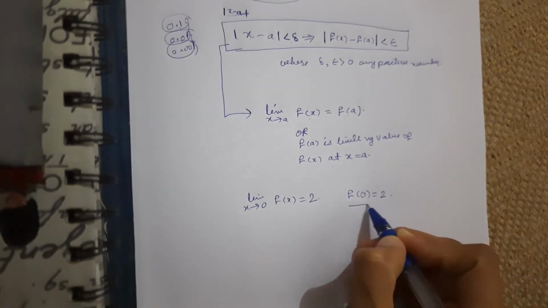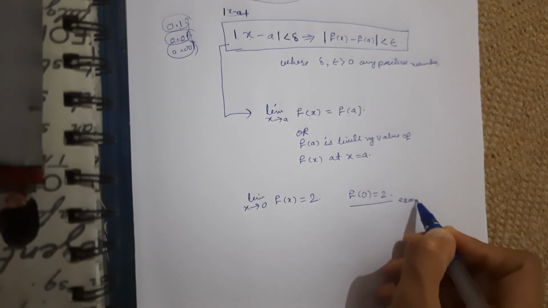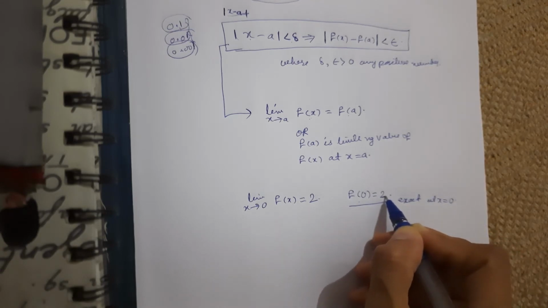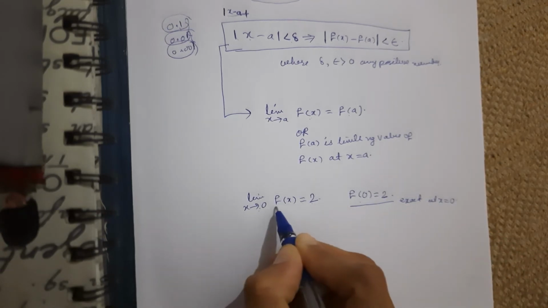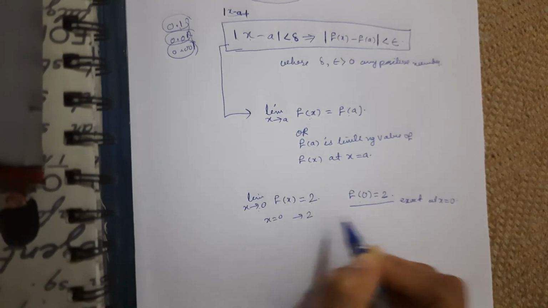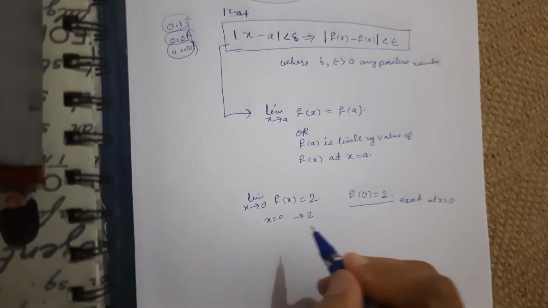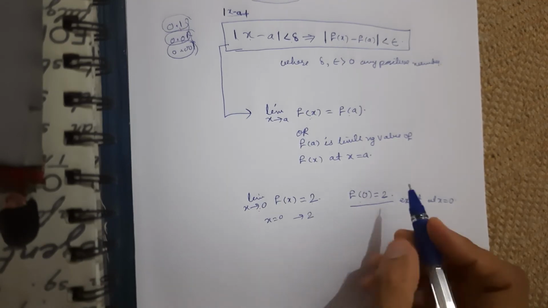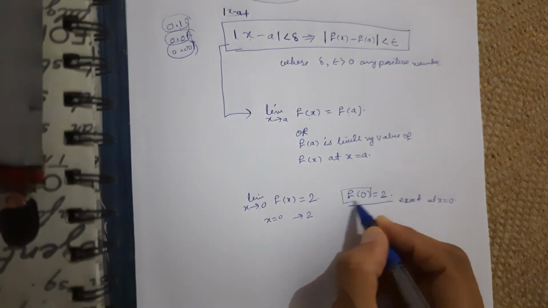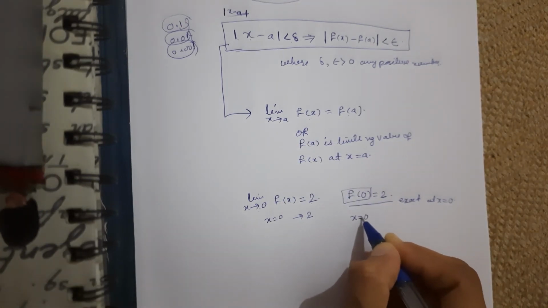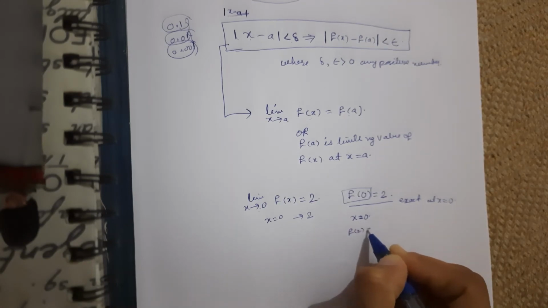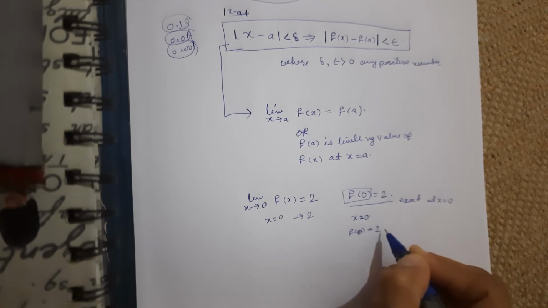Okay, so this is the exact value at x equal to 0, which is equal to 2, and this is not the exact value, this is the limiting value at x equal to 0, which is equal to 2. Both values are the same, but the difference is that in this case our x can exactly be equal to 0. At the same time our f of 0 can exactly be equal to 2.